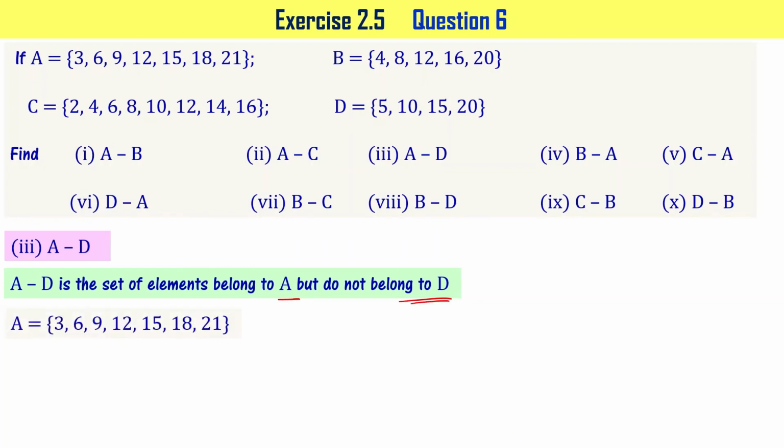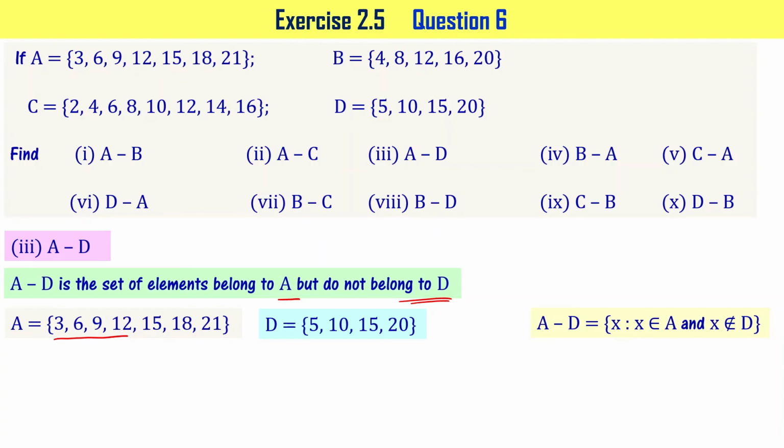So let's write A and D and now see what are present in A but not present in D. If you observe, 3, 6, 9 and 12 are present in A but not there in D. When it comes to 15, it is present in both. That's why 15 cannot be there as part of A minus D. And 18 and 21 are only present in A. So that's why A minus D can now be written as 3, 6, 9, 12, 18 and 21.